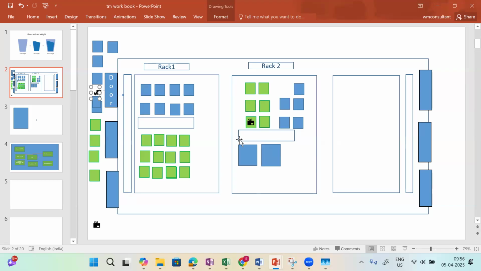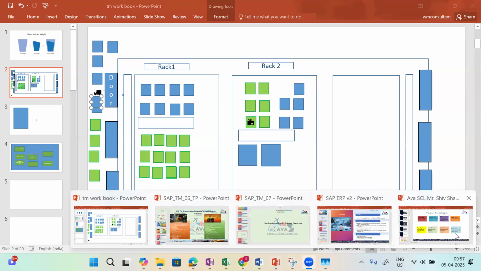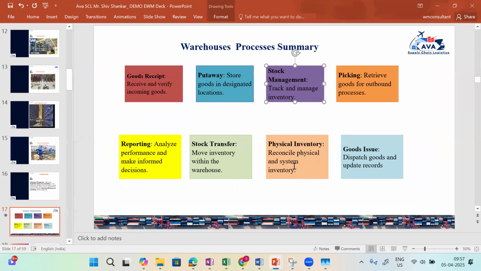It means that during receiving, I am taking the responsibility. Here I am giving out the responsibility to the customer or to the transporter. This is the picking. After picking, the next process is the physical inventory.